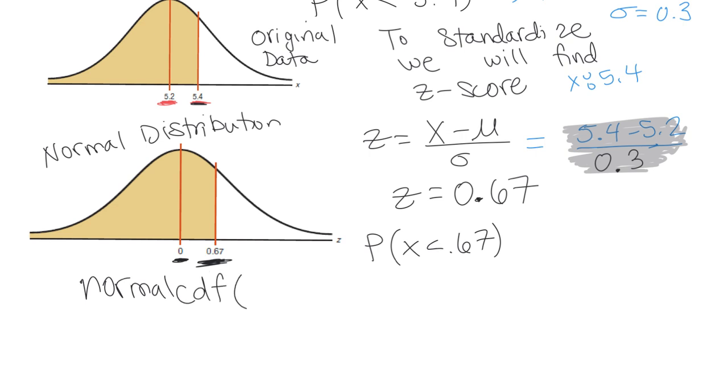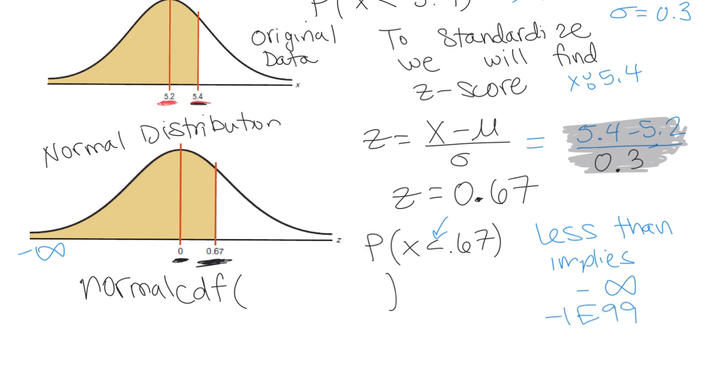CDF. And because it's to the left, and the reason I know it's to the left is they already drew a picture for me, but this less than implies negative infinity. Remember, negative infinity is way over here on our graph, but our calculator can't handle negative infinity. Some of you can put that -1 E99 into your calculator, depending on which calculator you have. I cannot do that. My calculator doesn't let me do that.